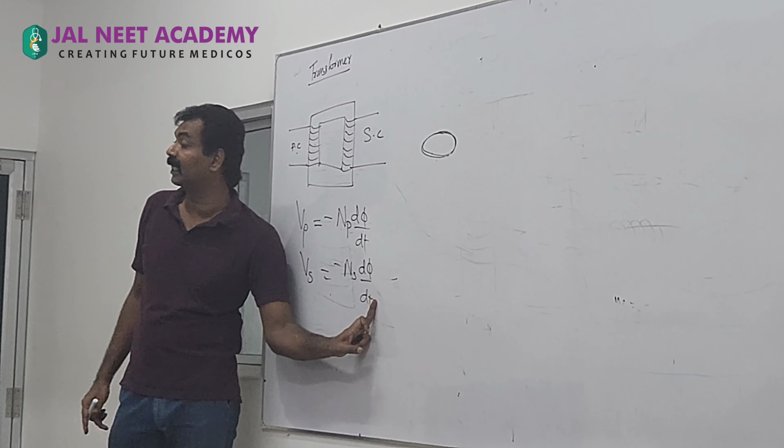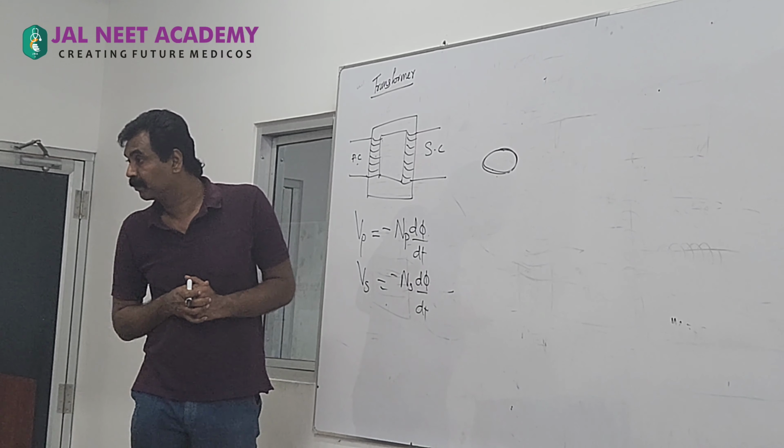Practically, some flux is lost. The correct value is almost 80-86% of the primary flux reaching the secondary. But theoretically we say the flux in a single turn in the primary is equal to the flux in a single turn in the secondary.